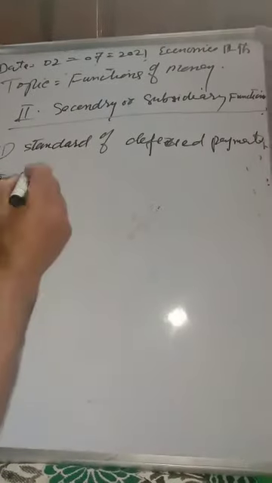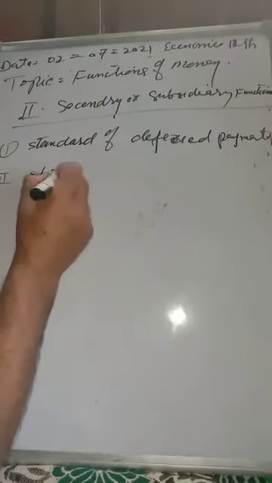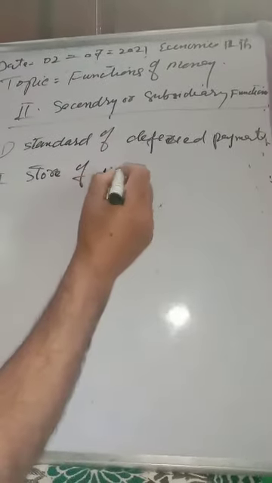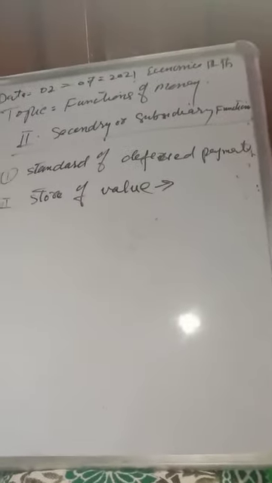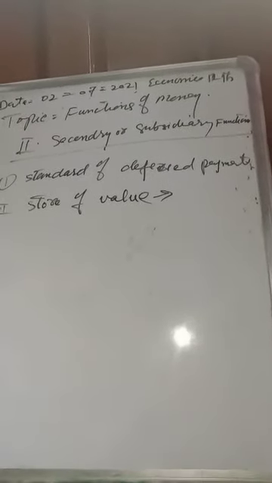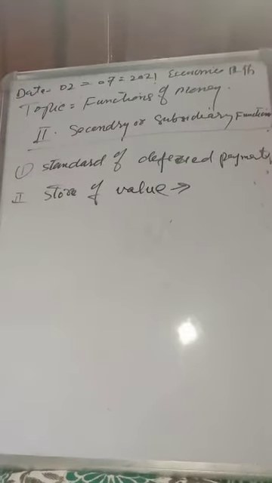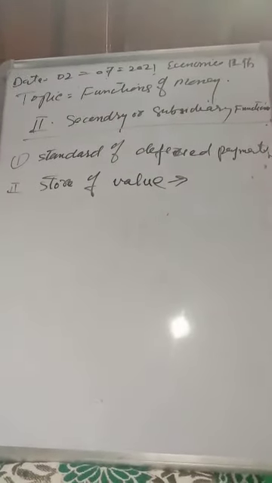And number two is store of value. Store of value implies store of wealth. Storing wealth has become considerably easy with the introduction of money. Stored wealth is a source for future investment.